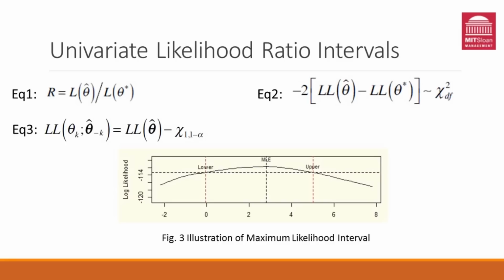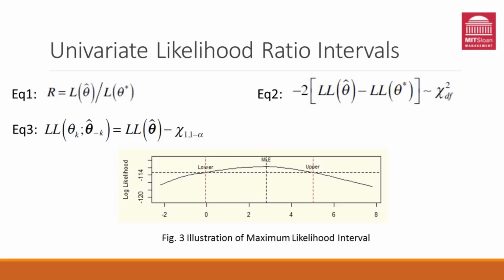The LR method of confidence interval estimation compares the likelihood for the estimated parameters, theta hat, with that of an alternative set, theta star. The likelihood ratio is determined in equation 1 as R equals L(theta hat) divided by L(theta star). Asymptotically, the likelihood ratio follows a chi-square distribution, equation 2.